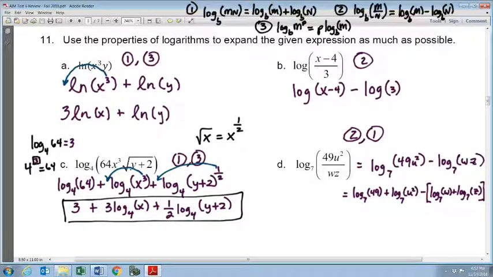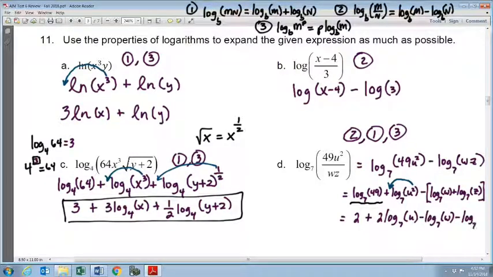Now let's move to the next line. We've got the log base 7 of 49. Again, that's a logarithm we can evaluate because 49 is a power of 7. What exponent do you put on a base of 7 to get 49? That would be 2. And then we can pull the 2 out on the next log using property 3. And then let's distribute the negative. It would be minus log base 7 of w minus log base 7 of z. And that's going to be our final answer.